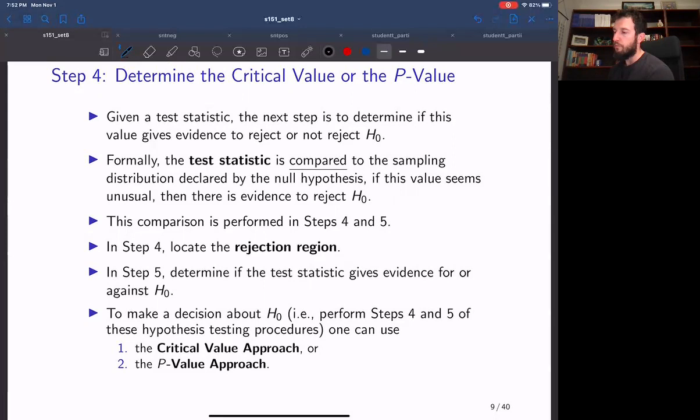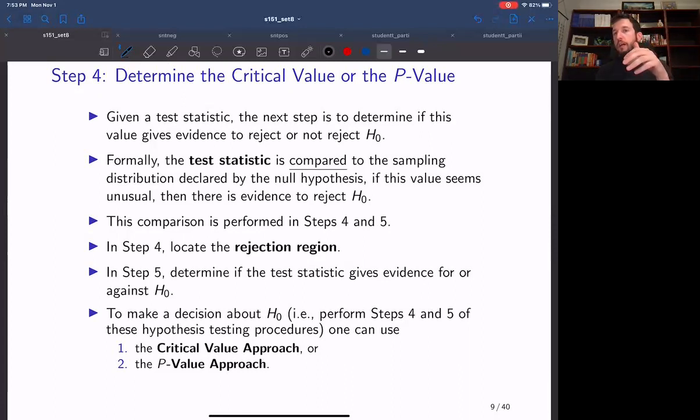For the critical value approach, basically what we do is we look up a z-score or a t-value that depends on the type of test and the significance level. So the critical value is found based off of the null and alternative hypotheses and the significance level. The critical value is either a z-score or a t-value, and that depends on whether or not we know sigma or we do not know sigma.